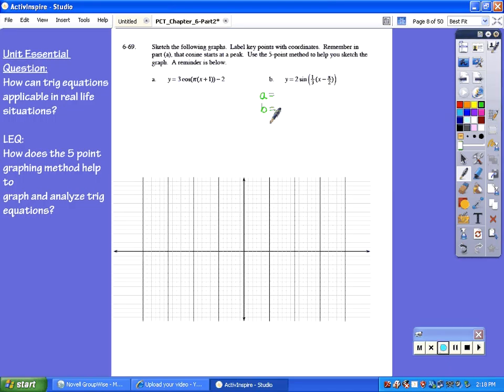Same process. Always begins the same. List your parts first. This is worth points on the test. It's like I'm giving points away. Call me Santa Claus. So our amplitude is 2. Our frequency here is 1/3. Our horizontal shift is right pi over 2, and we have no vertical shift.